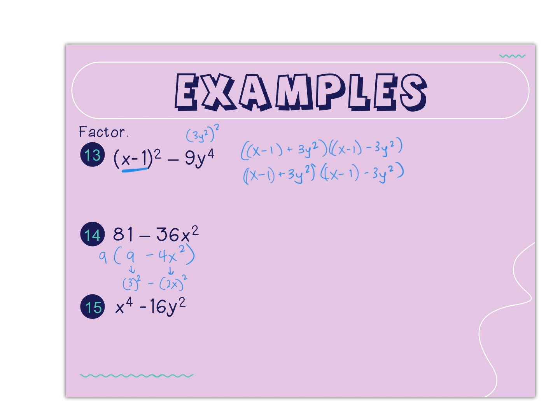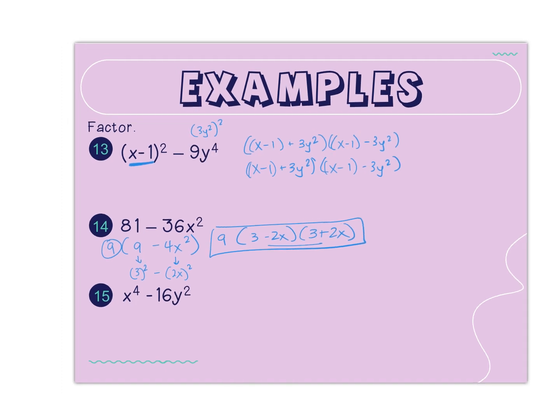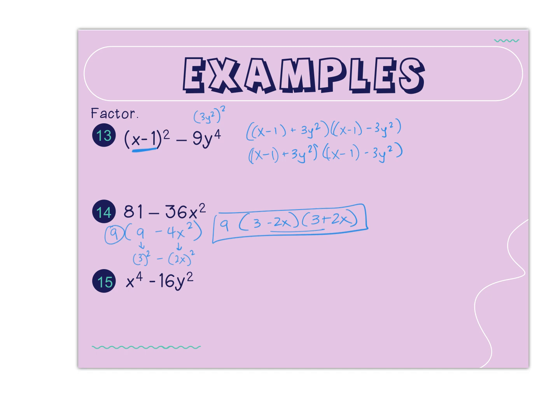So I know that this 9 is going to carry over here, and then I'm going to have 3 minus 2x and 3 plus 2x. And when I FOIL these out and then multiply by 9, I'm going to see that that is the correct answer. And then the last one is x to the 4th minus 16y squared.